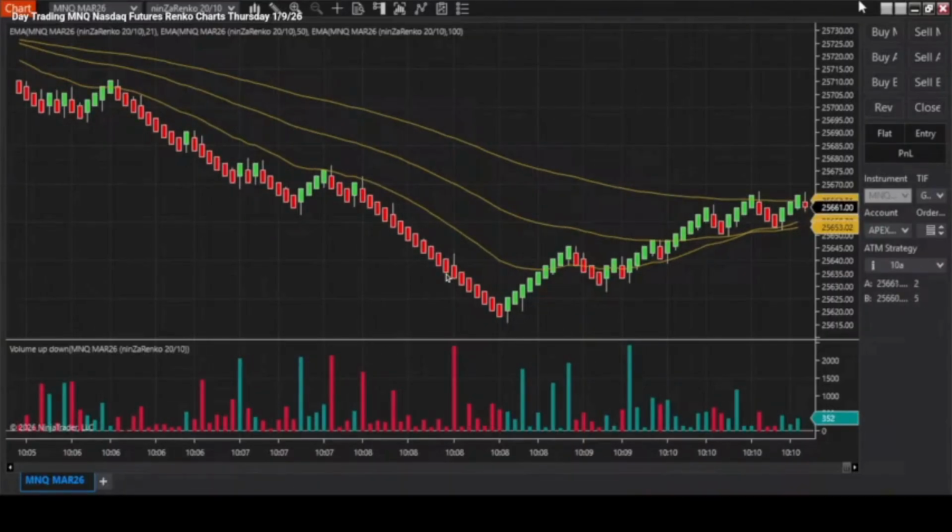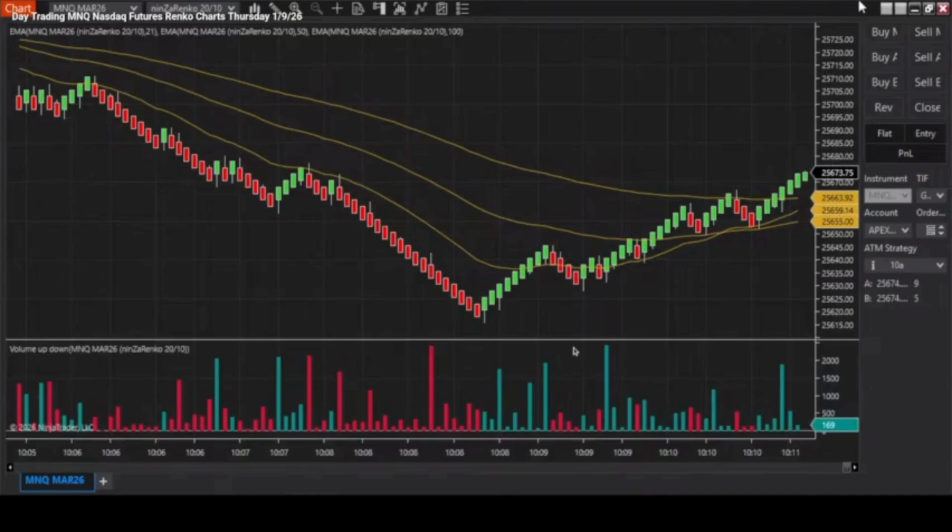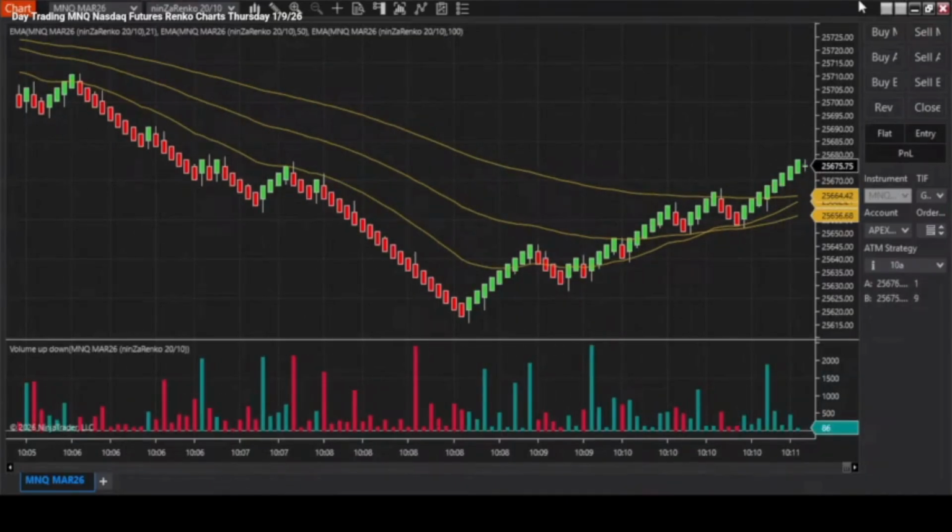Had another big down day on an Apex eval in the morning, and then in the afternoon I brought it back to about break even, and I'm up about $100 on my funded account. So good day for a Friday, non-farm payroll day. You never know how these days are going to go.